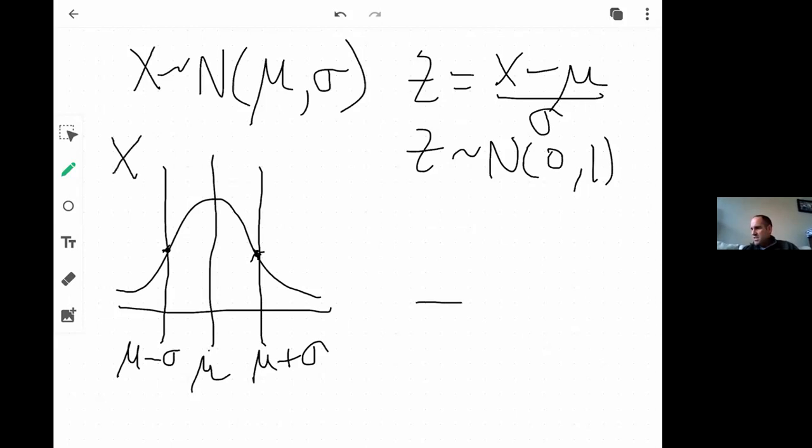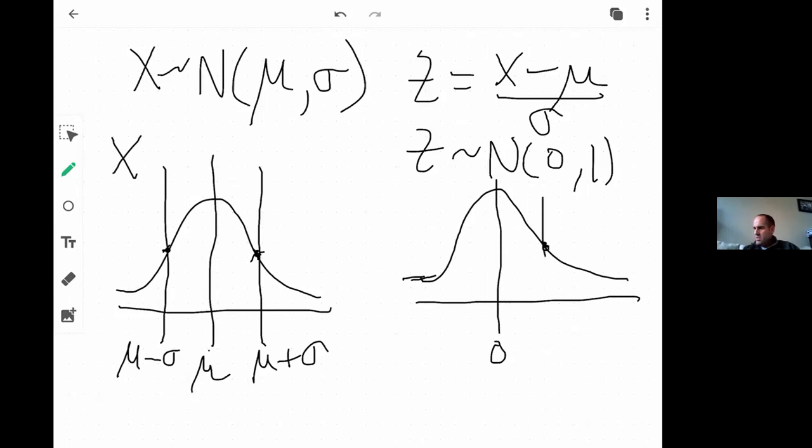But for Z, I can translate everything over into Z land. It looks the same. The shape of the graph is the same. It's still normal. But now right in the middle we have 0. And 1 standard deviation to the right is 1. And 1 standard deviation to the left is -1.